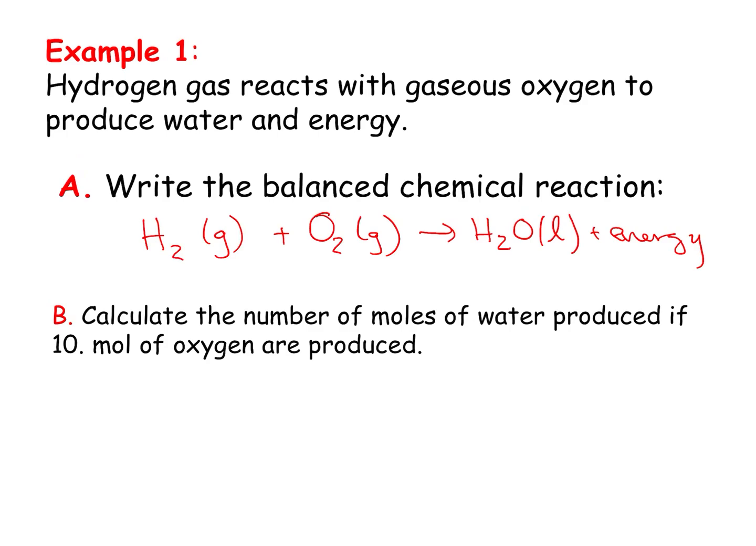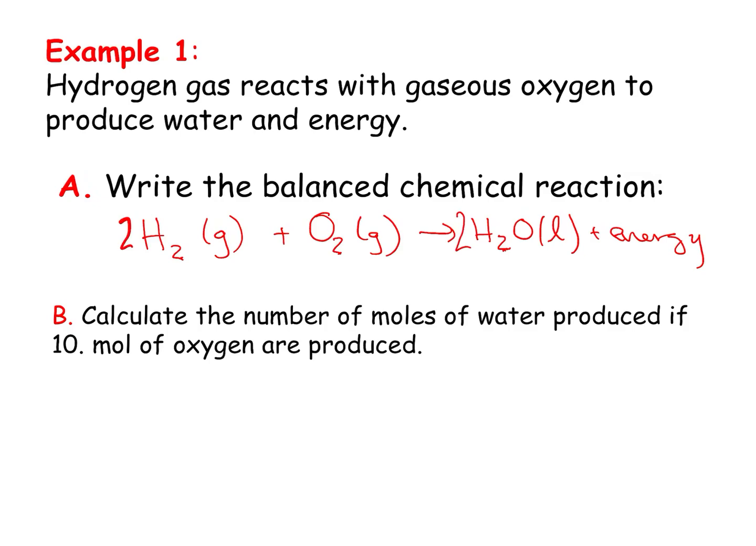Calculate the number of moles of water produced if 10 moles of oxygen are produced. Okay, so before I go any further, do I have a balanced chemical reaction? I didn't check that before I moved on. I have 2 hydrogens here, 2 on the right, 2 here. No, I don't. So remember, to balance, you put a coefficient here. Now I have 4 hydrogens on the right, which means I need 4 hydrogens on the left. And we look good now.